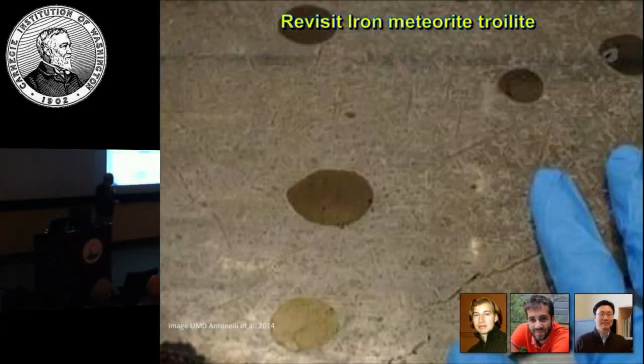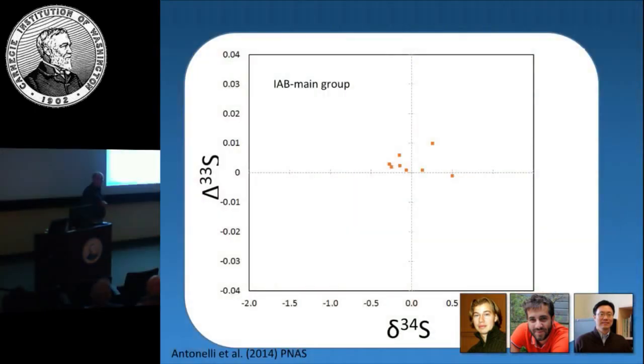So we went back and decided to revisit iron meteorites. This is a picture of Grant. This is Mike Antonelli's fingers. This is Mark Peters, who started the project, Mike Antonelli, who finished it and is now working on a Ph.D. at Berkeley, and then Sang-Tae Kim, who was at McMaster, and he also was working on this project. And I want to quickly go through what Mike found.